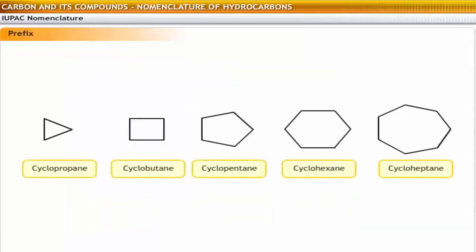The parts of the name that precede the root word are called prefixes. For example, in the compound cyclobutane, cyclo is the prefix that indicates the alicyclic nature of the compound. If the compound is not alicyclic, the prefix is absent.